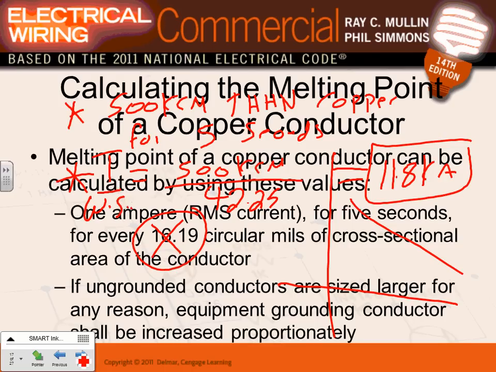That's your damage curve. This line represents all the amps at different times. Can you guys see amps at different times? All the amps at different times that these conductors can handle. Any comment, any questions about the withstand rating and calculating withstand rating?